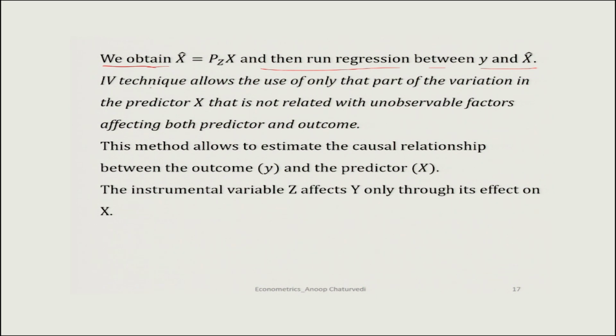So, this instrumental variable technique allows the use of only that part of the variation in the predictor x that is not related with unobservable factors contained in u, affecting both predictor and outcome. So, you can say this x has two parts, and one part is related with u, unobservable factors involved in u. So, this x hat, which is equal to P_z x, in some sense extracts that part of variation in the predictor variable x, which we are using in our regression and which is not related with u. Or you can say this method allows us to estimate the causal relationship between the outcome y and the predictor x.